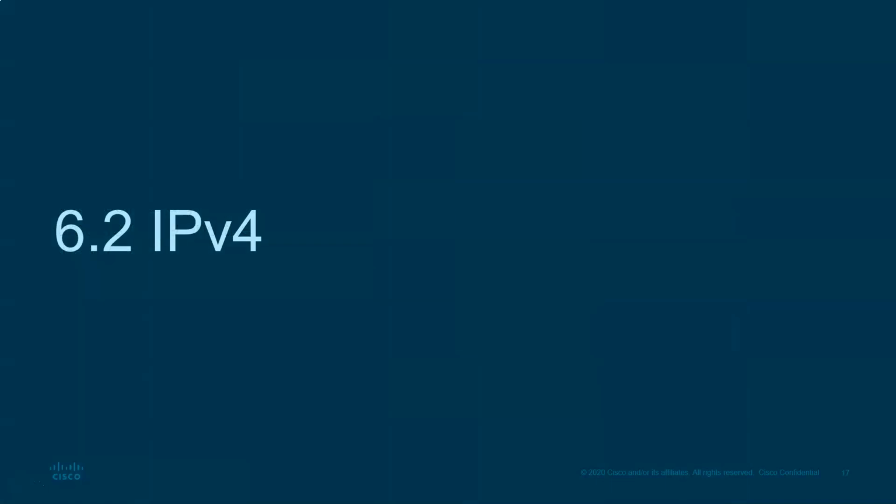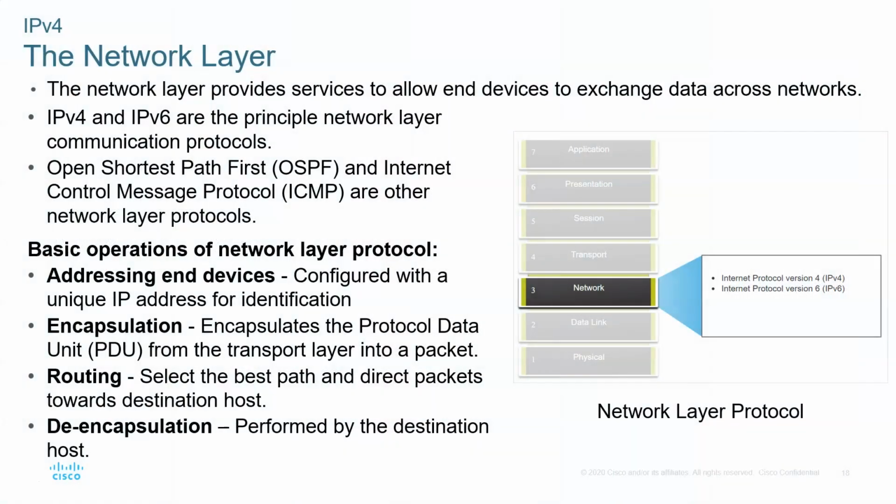Okay, let's take a look at IPv4. IPv4 is a layer 3 network. It operates at layer 3. So the network layer is where the routing happens, and routing meaning finding one network to another network.